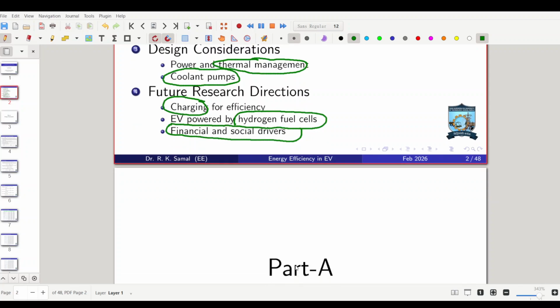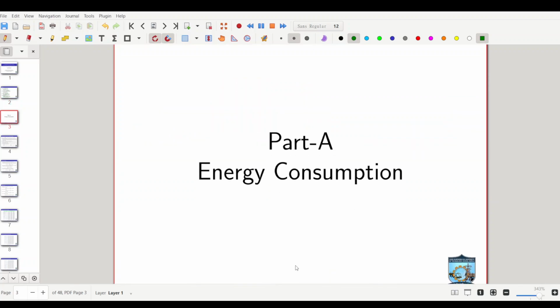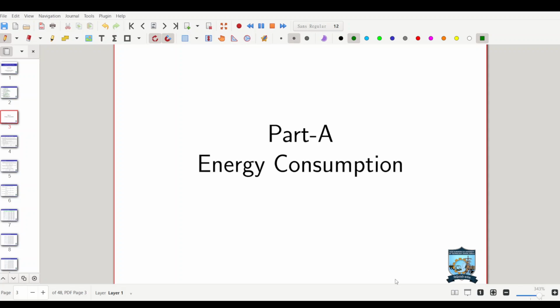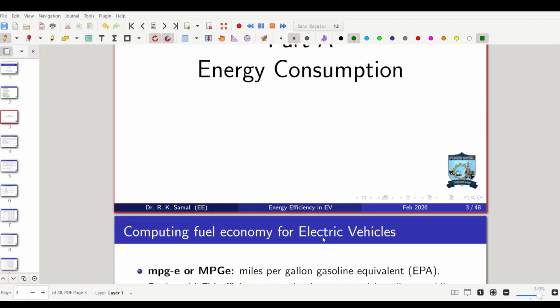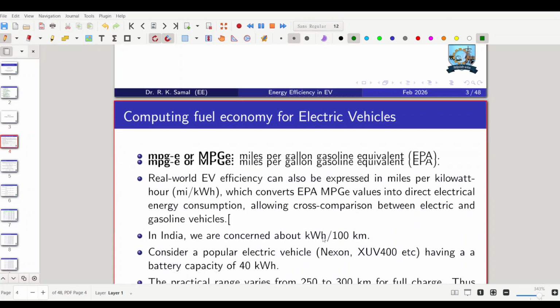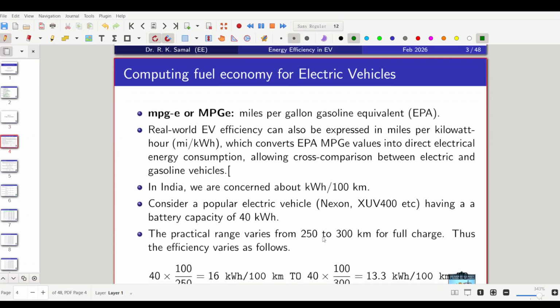Okay, so we'll start with part A. Here we will discuss the basics of energy consumption, which many of us are quite aware of, but still it is better to review what actually matters before going to the research. So how do we compute the fuel economy?